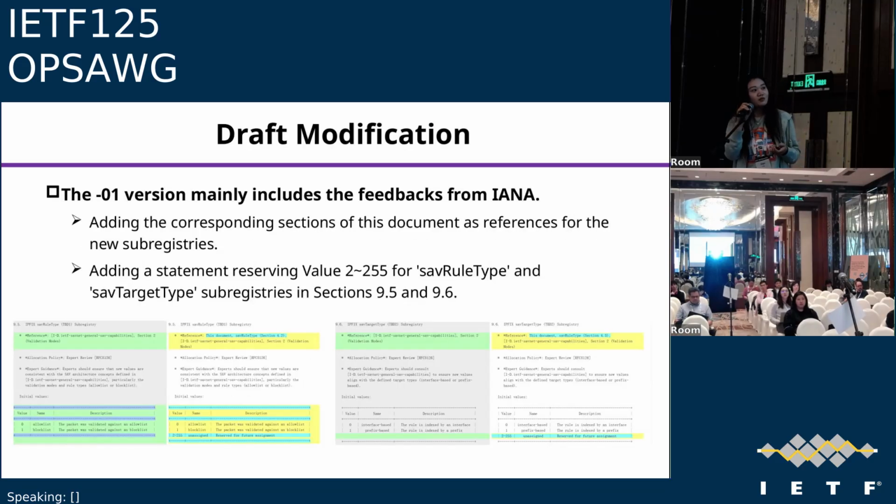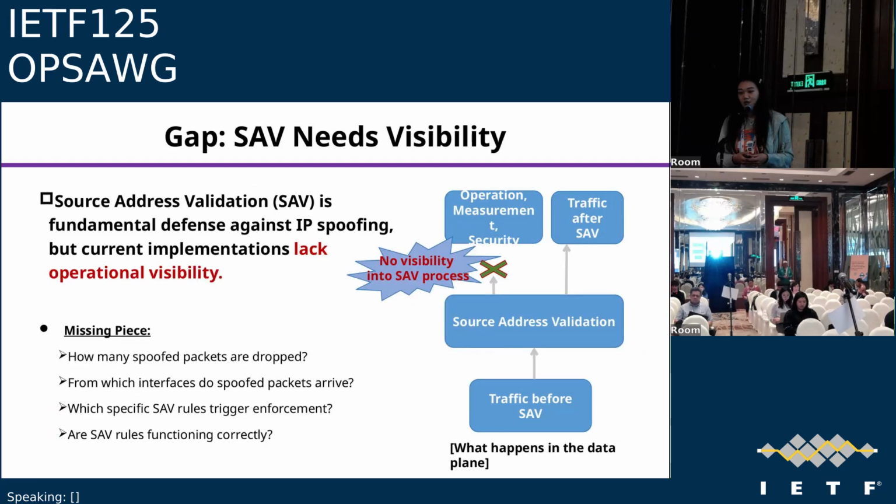Firstly, I'd like to update the draft since the previous version. We mainly include the feedback from IANA. According to their suggestions, we added the corresponding sections of the draft itself as references to the new sub-registries. And we also added a statement reserving values 2 to 255 for these newly defined information element trees.